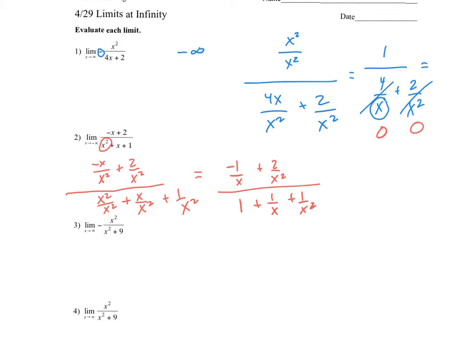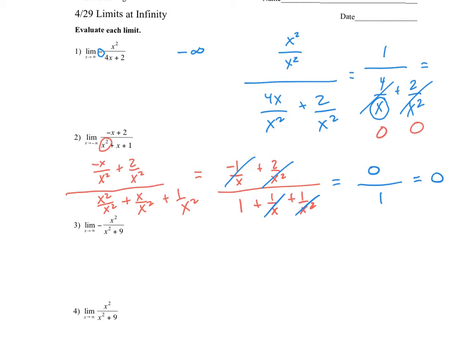And if you notice, a negative 1 over a humongous number is a 0. A 2 over a humongous number is a 0. It's really close to 0. And then you've got a 1, so you've got a 0 upstairs. And downstairs you have 1 plus 0 plus 0, so you have a 1. And that is a number. 0 over 1 is a number, and it is 0. So that is your answer to number 2.